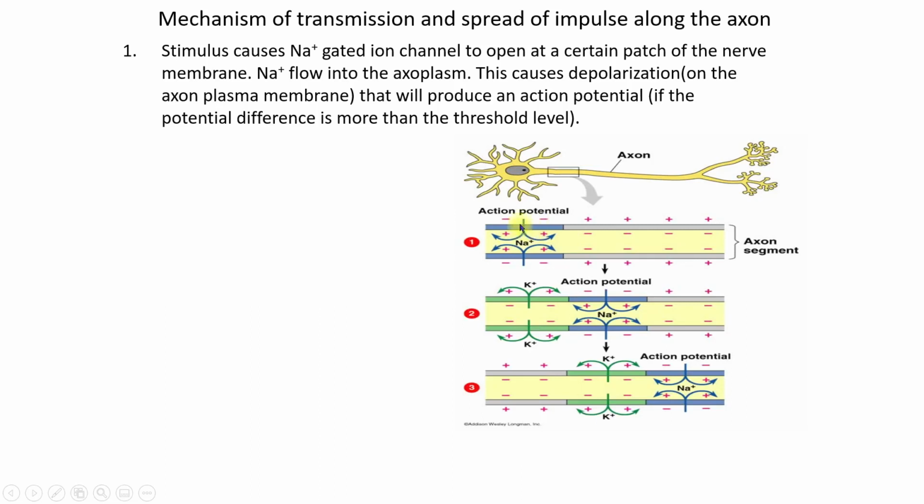And what happens after that? There will be an influx of sodium ions from the extracellular fluid into the axoplasm. This will cause depolarization of the axon plasma membrane, and eventually, if the potential difference is more than the threshold level, an action potential will be produced. Now, what happens when an action potential is already produced on the first patch?